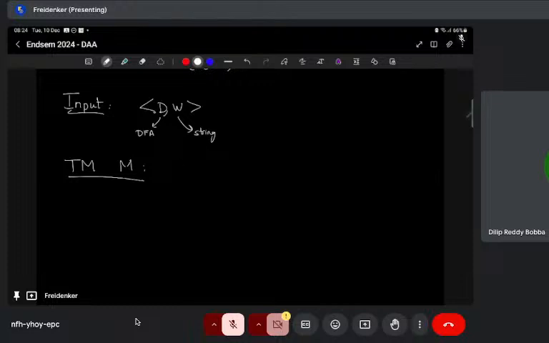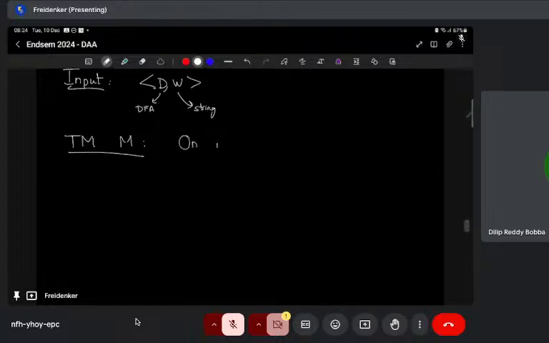So we usually write it this way. When I get the input D comma W, what am I supposed to do? In the input, what am I getting? I'm getting D as well as W. So I can use D and W in whatever way I want to. So what I'll do is I will run D on W. What do I mean run D on W? It means I'm giving W as input to D. Since D is a DFA, after reading the entire input, the DFA will either reject this string or accept this string. So I have two cases now.